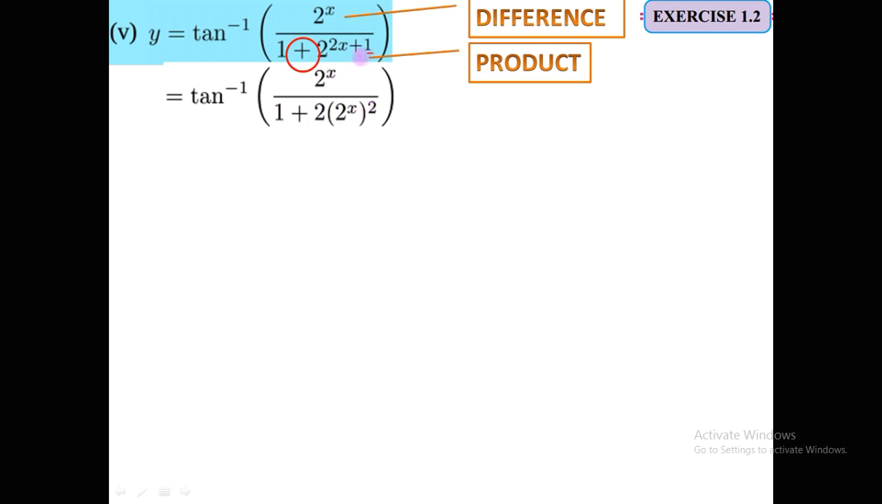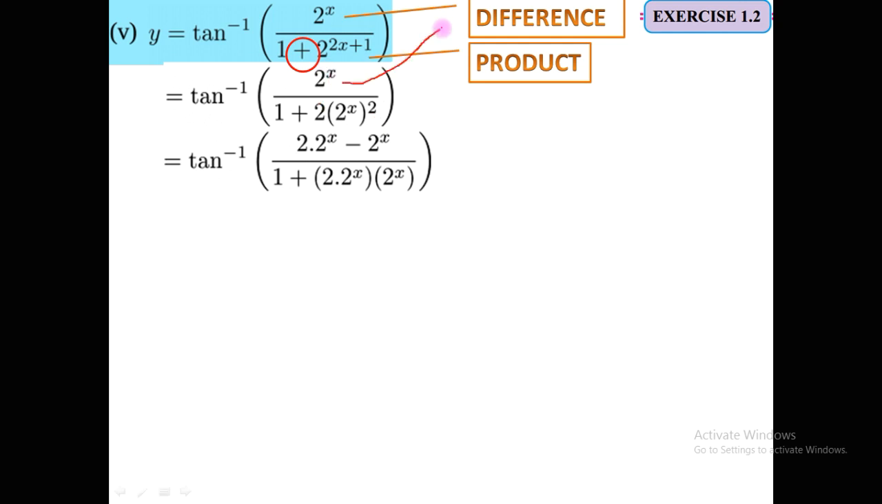The 1 I am separating as 2 raised to 0 and the 2 raised to 2x I am writing as the square of 2 raised to x. Next part, this term I have to present as a difference and this term as the product of two terms. These are the two terms written over here. 2 into 2 raised to x minus 2 raised to x. 2 times 2 raised to x minus this is 1 times 2 raised to x. So it would be only 2 raised to x in the denominator. 2 raised to x whole bracket square is there. That means there are 2 raised to x into 2 raised to x and this is the 2.